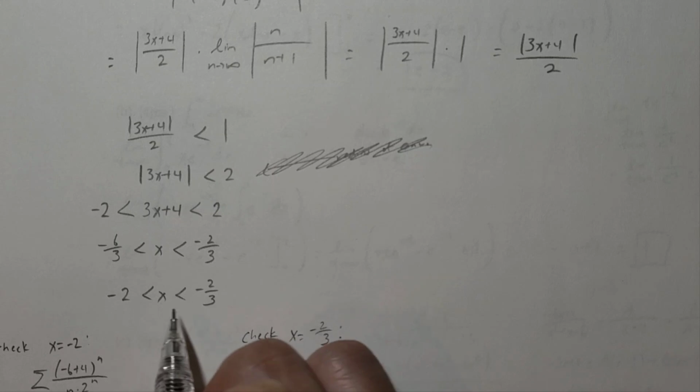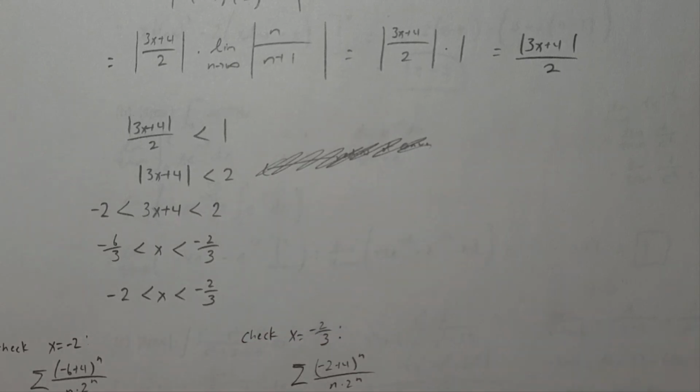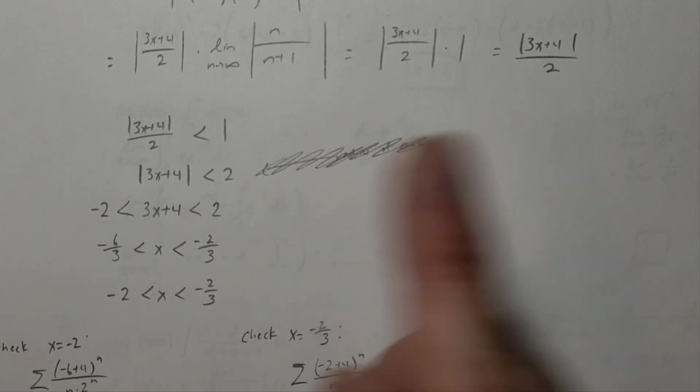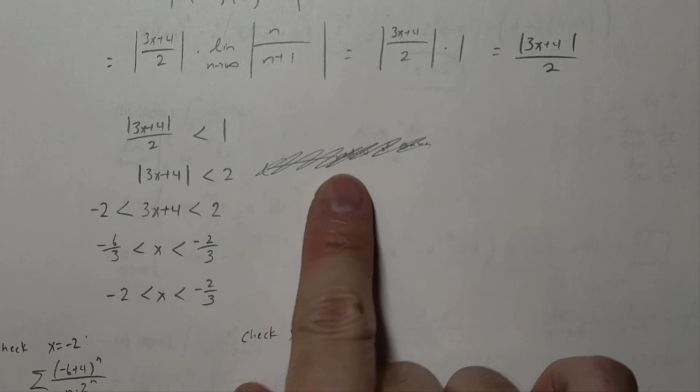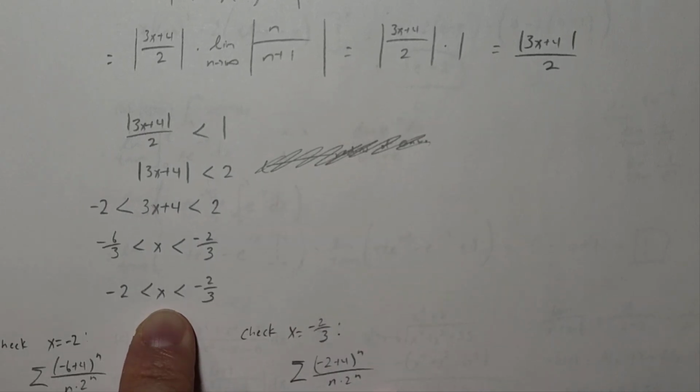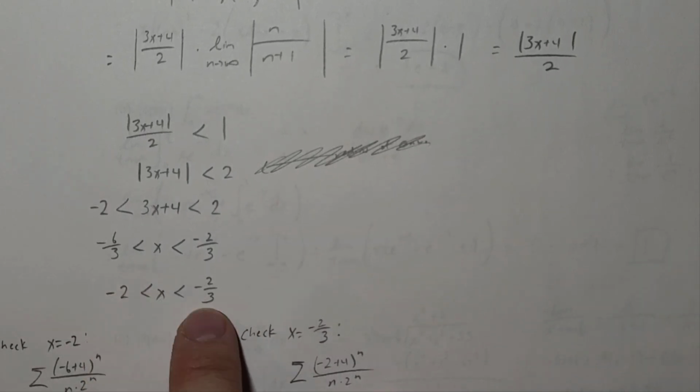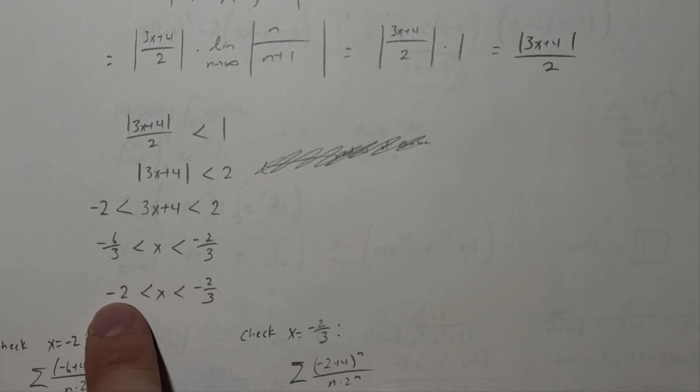So you can see from here the radius of convergence is not 2. So I messed up there. But luckily it didn't ask for radius of convergence. So we're almost there. We've got to check the endpoints for the interval of convergence.